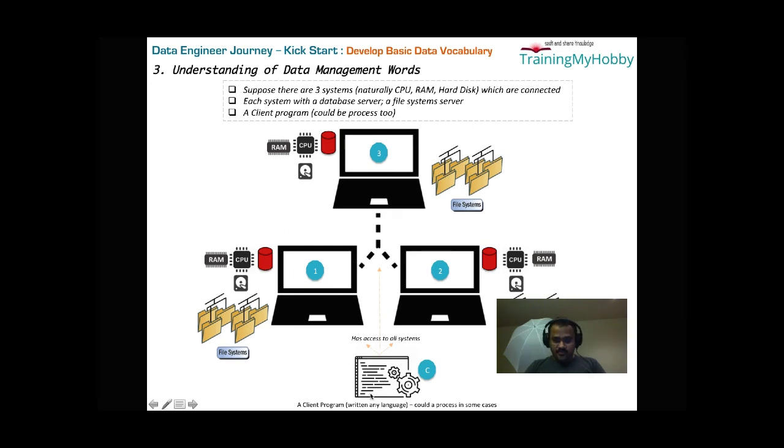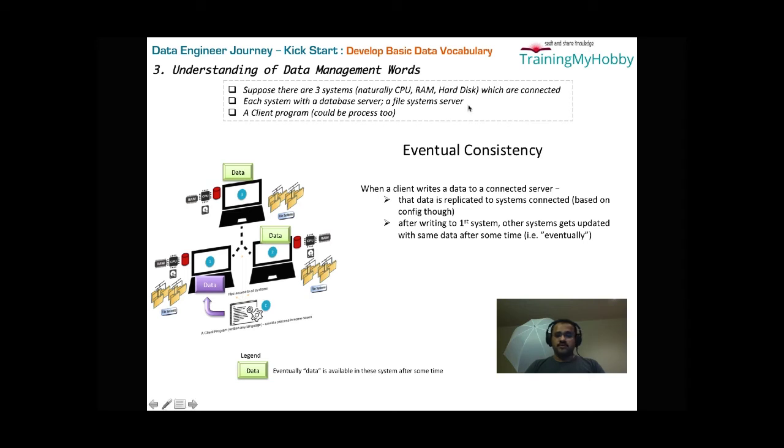And there is a client program which is written in any programming language. It could be Java, Python, .NET, or PHP, or anything. Assume that this client program is some data management process, and this program has access to all these 3 systems, which are connected in a network. Assume this is the setup. I hope you got this setup. Now let us proceed and understand data management words.